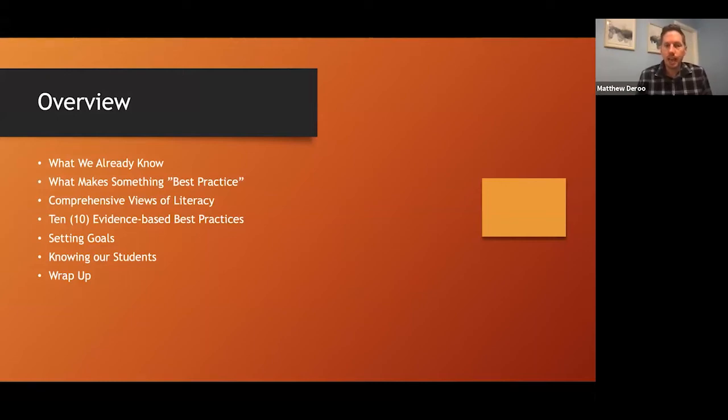And then I will spend time going over 10 evidence-based practices that the research literature suggests are current understandings about the best ways to teach and interact with literacy. I will talk a little bit about an activity that I do with my students where they set goals for literacy for their future classroom.